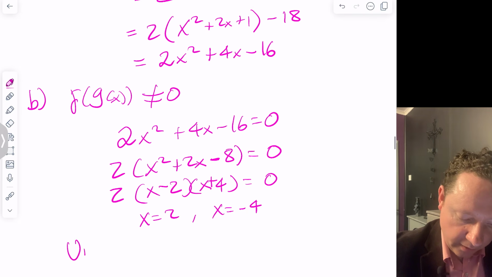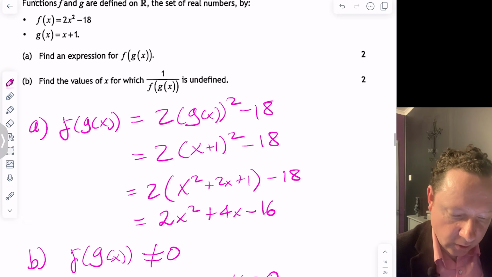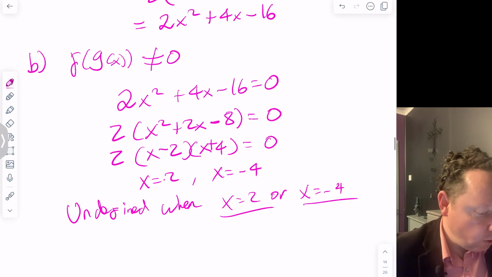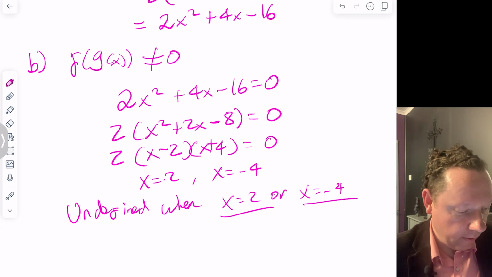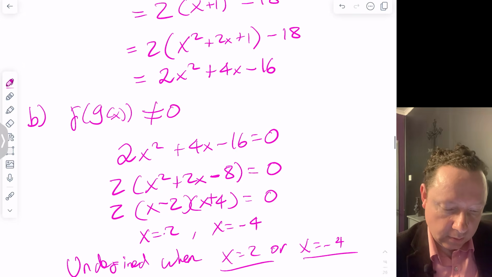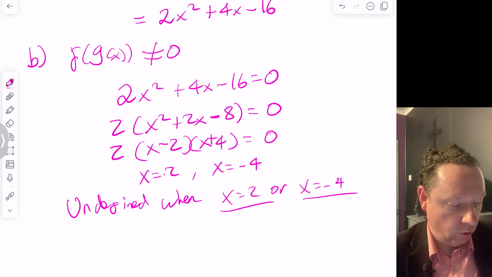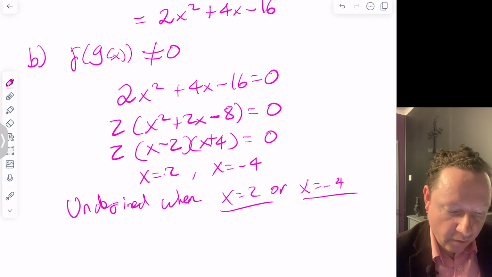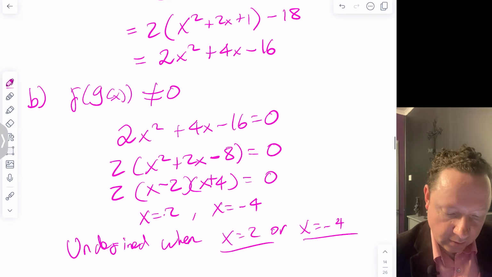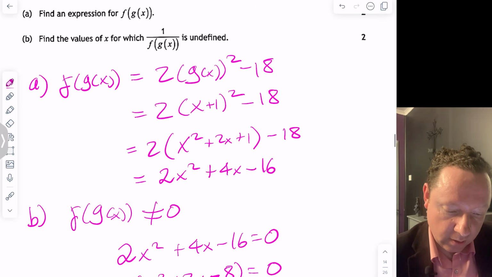So you just say undefined when x equals 2 or x equals minus 4. Find the values of x so it's undefined. Undefined when. You could actually answer the question by saying, if you wanted to say what the range is, that x is a member of R and x cannot equal minus 4 and x cannot equal 2. But really, we're saying for what values of x is this undefined. So it's undefined when x is equal to 2 and x equals minus 4 is actually the answer.